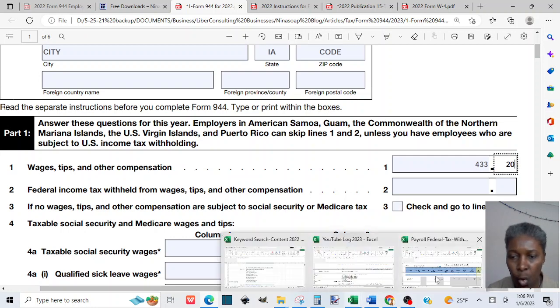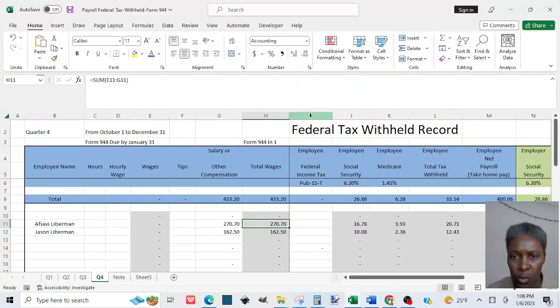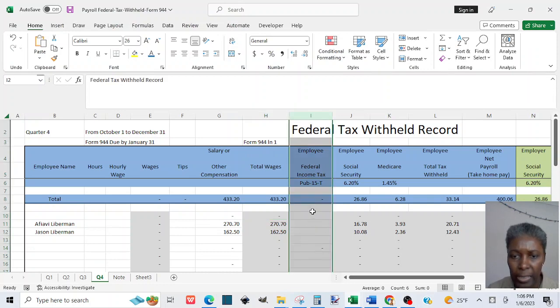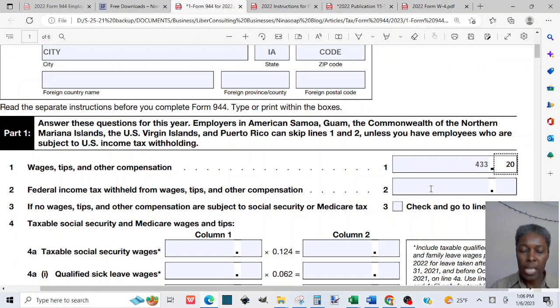So line 2, federal income tax withheld from wages, tips, and other compensation. If you didn't withhold anything, then it is 0. You leave that section blank. Anything that in your case is $0, leave it blank, except line 9. We'll go to line 9 later. So we didn't have any for line 2, we leave it blank.